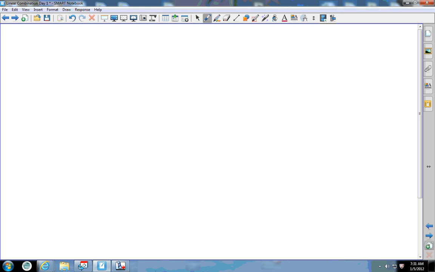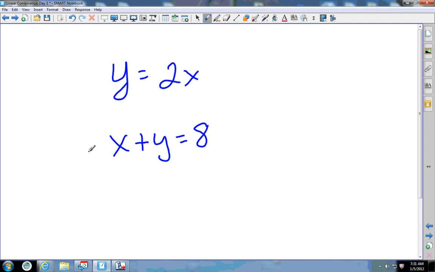And then the other way we did it, we had one that was in standard form and one that was in slope-intercept form, and we solved it by substitution. We did take that other one and solve it by using substitution. Okay?